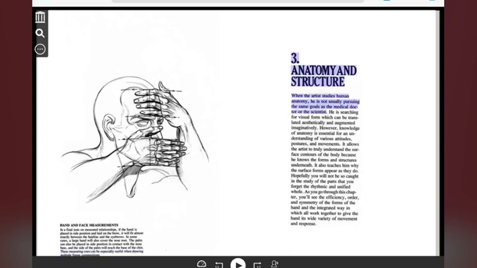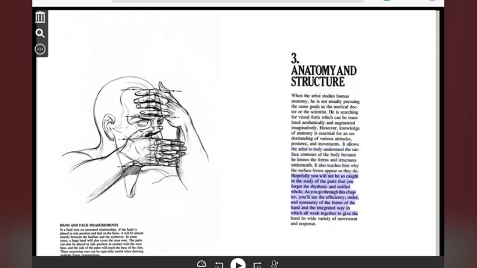3. Anatomy and structure. When the artist studies human anatomy, he is not usually pursuing the same goals as the medical doctor or the scientist. He is searching for visual form which can be translated aesthetically and augmented imaginatively. However, knowledge of anatomy is essential for an understanding of various attitudes, postures, and movements. It allows the artist to truly understand the surface contours of the body because he knows the forms and structures underneath. It also teaches him why the surface forms appear as they do.